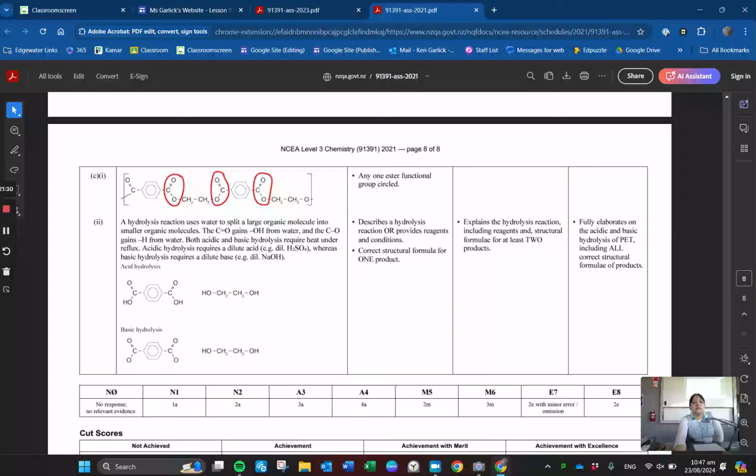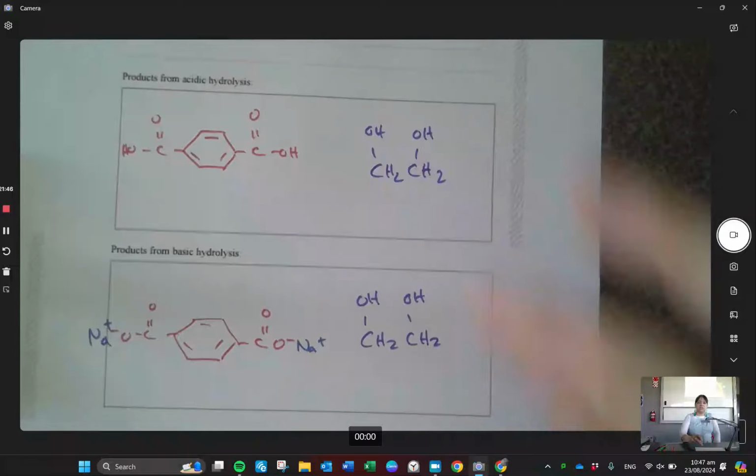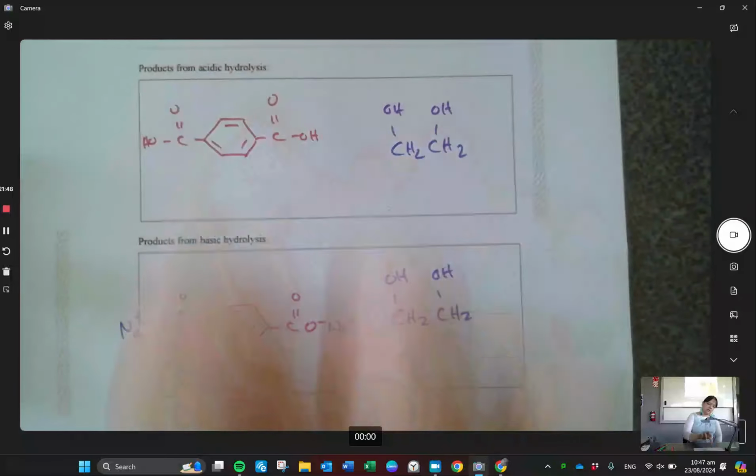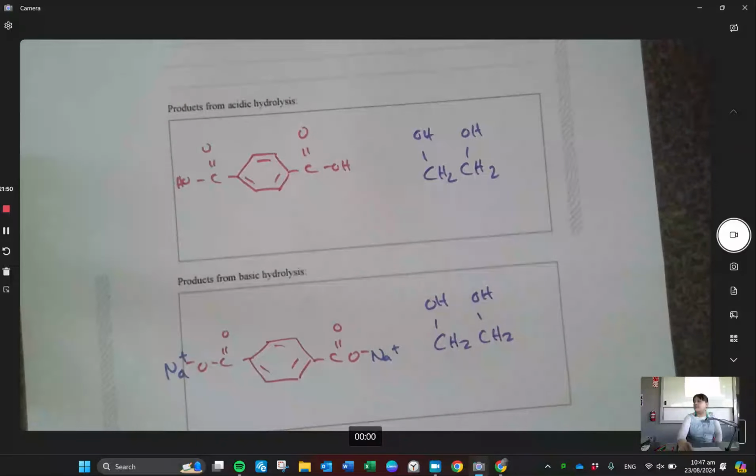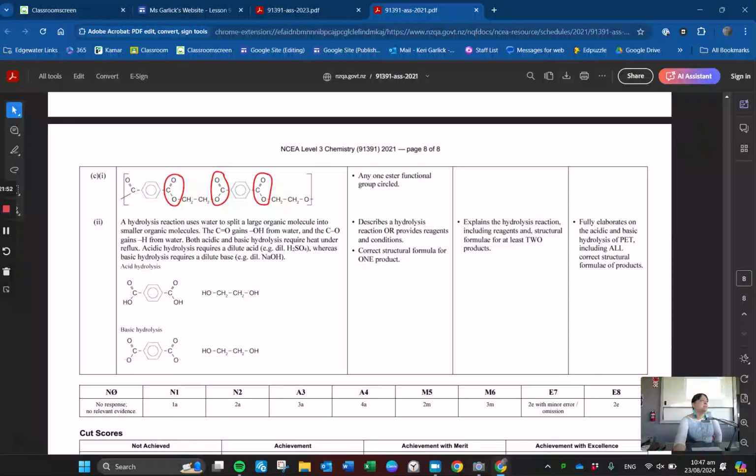Explains hydrolysis, including reagents and structural formula for at least 2 products. So just giving me the definition of it and stating what you're going to need. So for the acid, I just need some sort of dilute acid, and for the base, I need a dilute base. At least 2 products. It doesn't state which 2 products. So, 1, 2, or 1, 2, or 1, 2, or 1, 2. That's a merit point. How crazy simple is that?